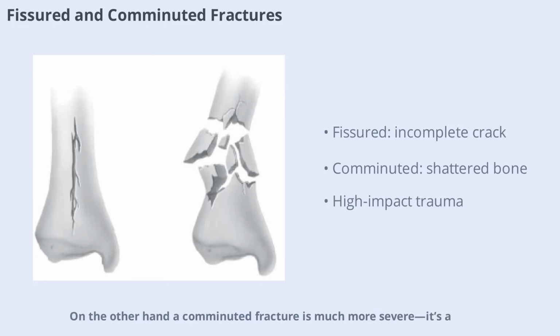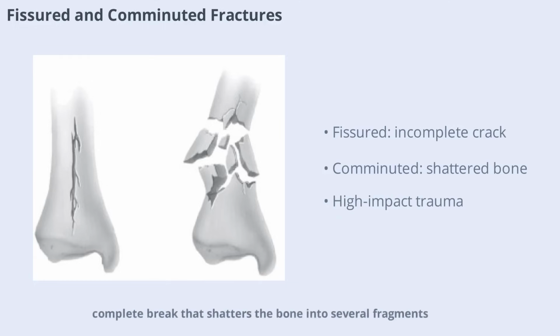On the other hand, a comminuted fracture is much more severe. It's a complete break that shatters the bone into several fragments. These injuries often result from high-impact trauma, such as car accidents or major falls. Both types require immediate medical attention and often involve complex treatment plans.